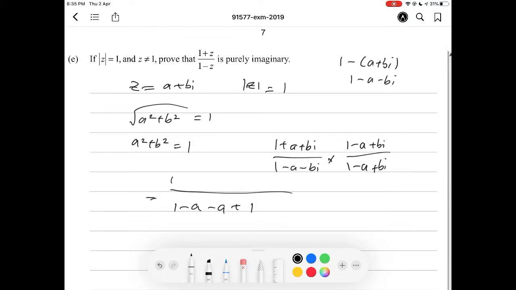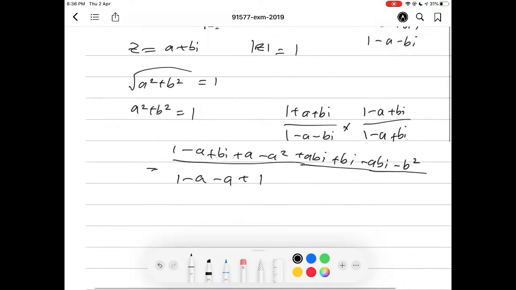Okay, so for the top, we'll have 1 minus a plus bi, plus bi, plus a minus a squared, plus abi, plus bi minus abi. And bi times bi is negative b squared. Now we can simplify this a little bit more. Positive abi and negative abi cancel out. Negative a and positive a cancel out. So we have negative a squared minus b squared plus 1.